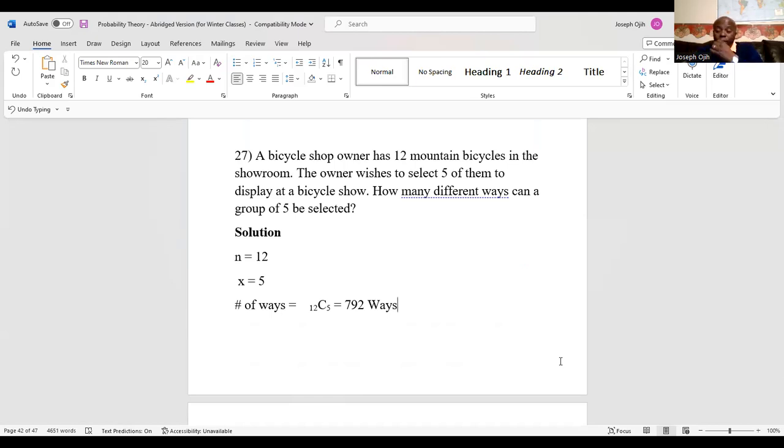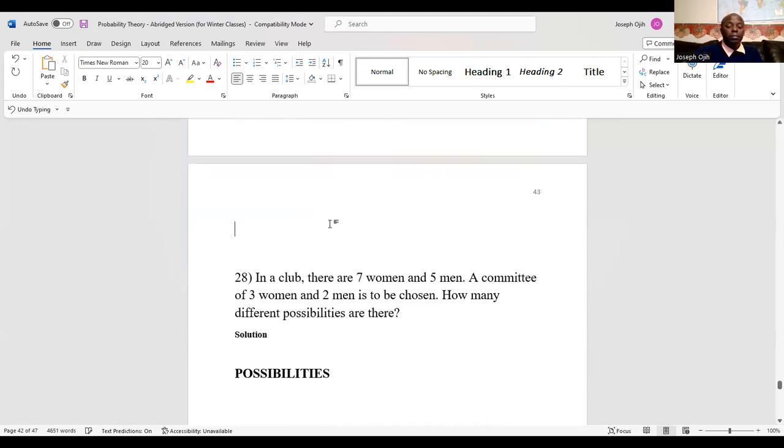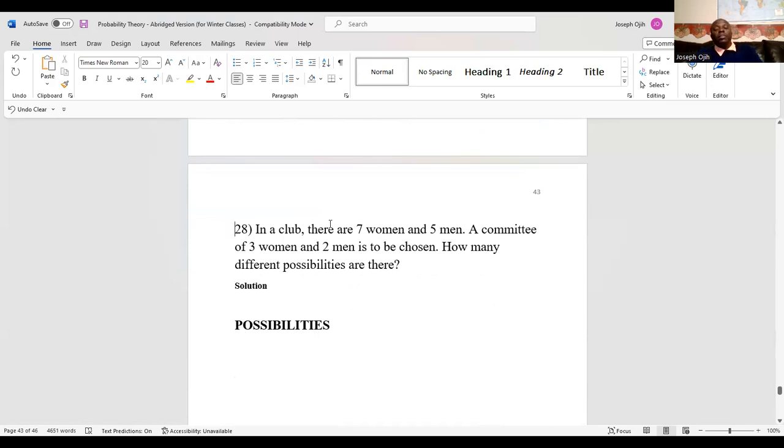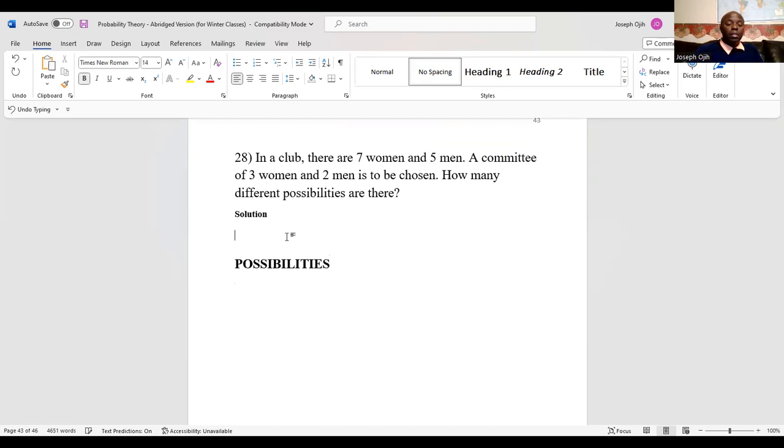Okay. One more example, then we can round up, which is this one here. In a club, there are 7 women and 5 men. A committee of 3 women and 2 men is to be chosen. How many different possibilities are there? Okay, this is a tricky one. For the men, n equals 5 men.